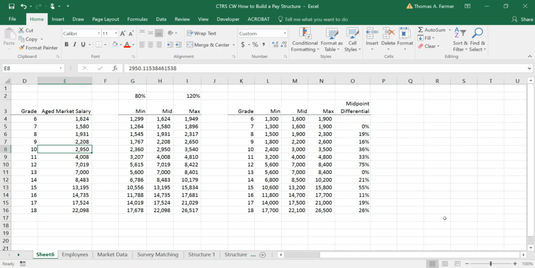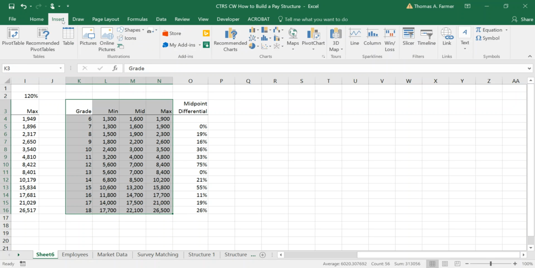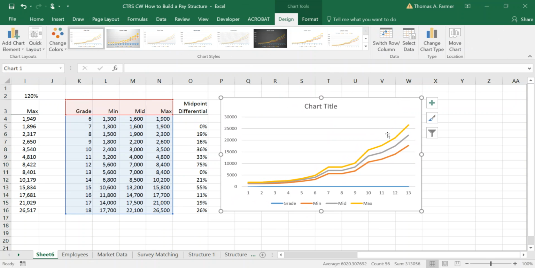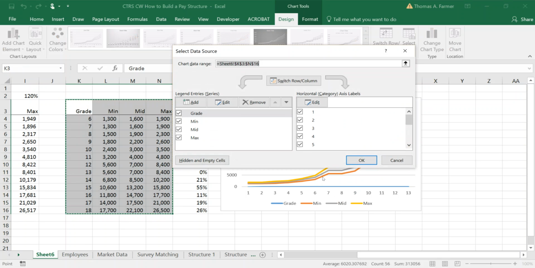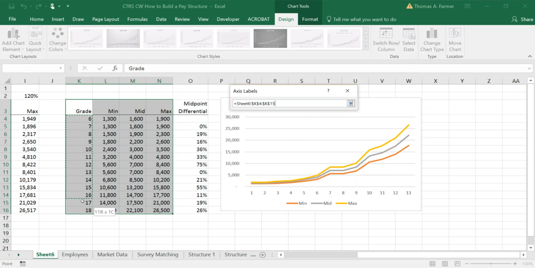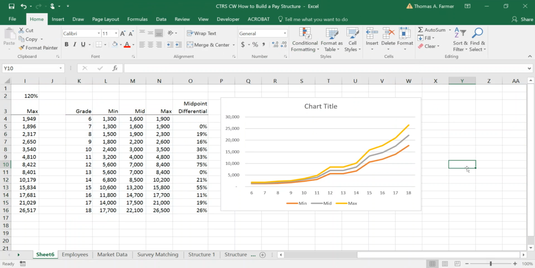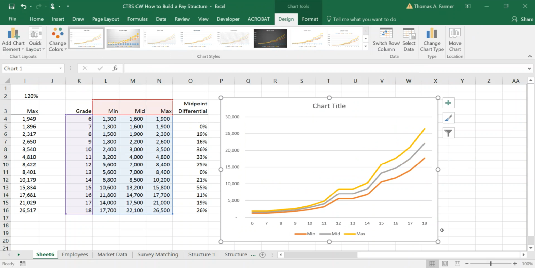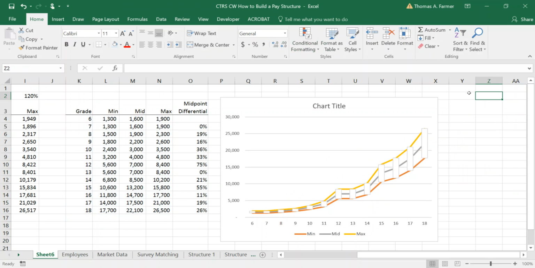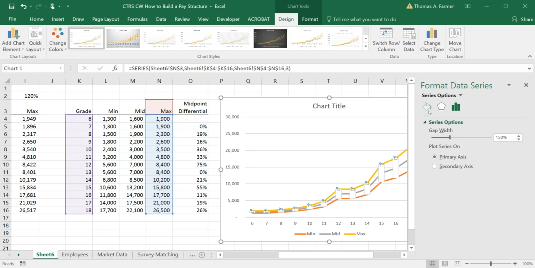The problem with it is the midpoint differentials are not very smooth, which you can see very clearly when you graph this. So let's do a quick line chart, and you can see it's all over the place, the midpoints. So yeah, here's a quick chart to show you the ranges you've created. Let's drag this down. Let me put some up-down bars in there, which look like salary ranges, and then take away those lines.